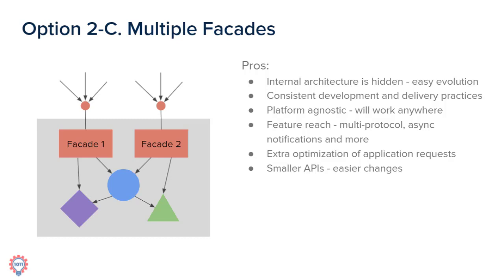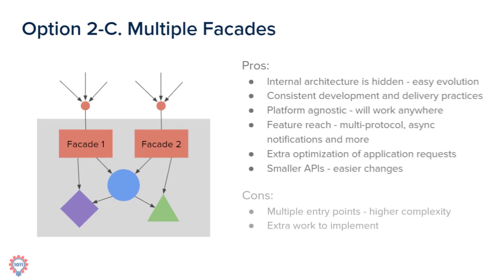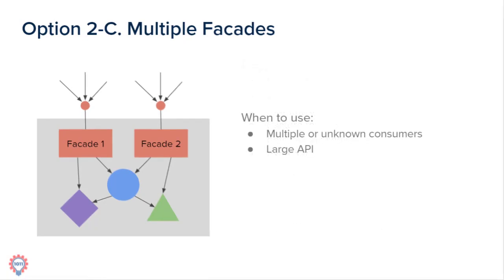And in addition to the single universal facades, when you're making changes in your system, only a single facade will be changed. So facades that won't be affected by that change will stay untouched. So this approach you can use when you have multiple consumers, or some consumers can be added in the future, and you have a relatively large API that makes sense to break into smaller, well-defined chunks.